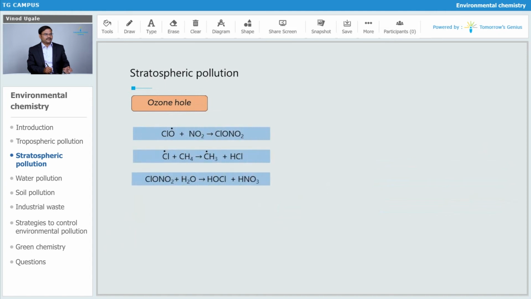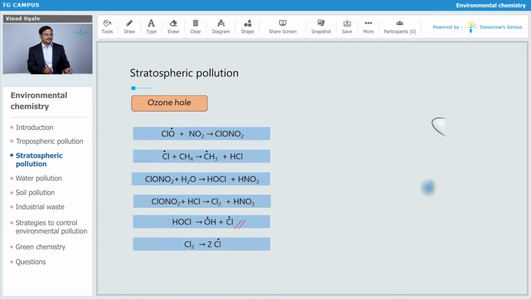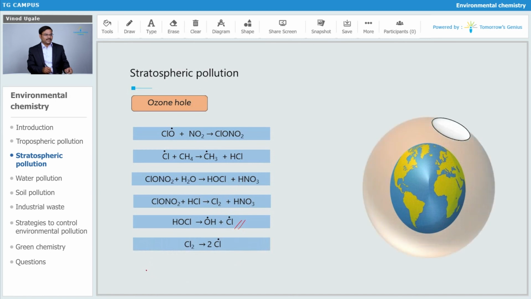These are the reactions. Yes, the chlorine radical affects the unburned hydrocarbons also. So those are the different types of reactions taking place, and at the end we can see that again we get the chlorine radical which is going to attack the ozone layer. Yes, this is the ozone layer. We can see this is ozone, and through that the ultraviolet rays of the sun will enter the earth to cause harmful effects on human life.